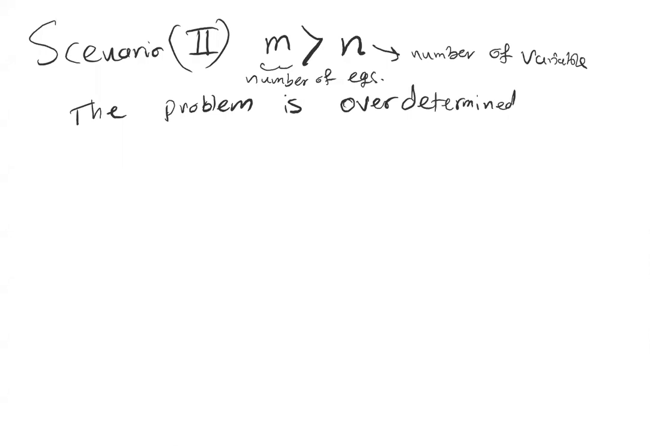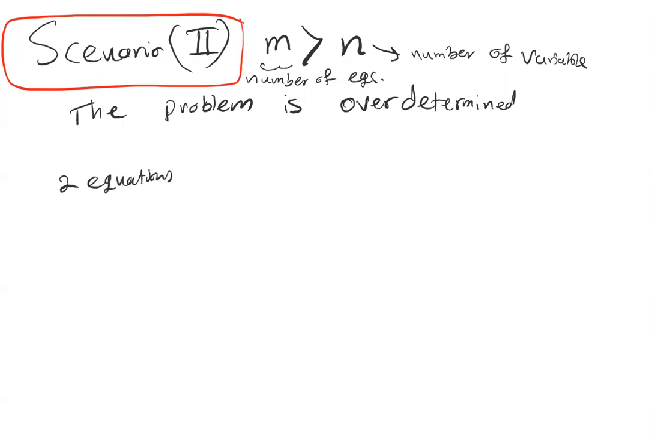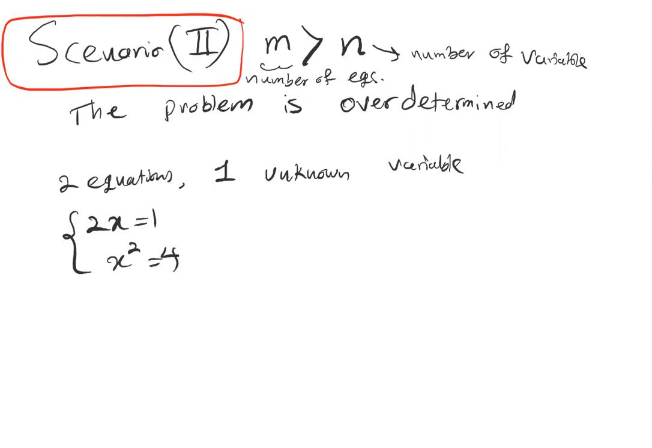Let's take a look at an example for this scenario where we have two equations and one unknown variable. In this scenario, like 2x is equal to 1 and x squared is equal to 4. So what will happen here? The first equation tells me x is equal to 1 over 2. The second equation tells me x is either plus or minus 2. So as you can see, there is not a unique value for your variable, or this set of equations does not have an answer.